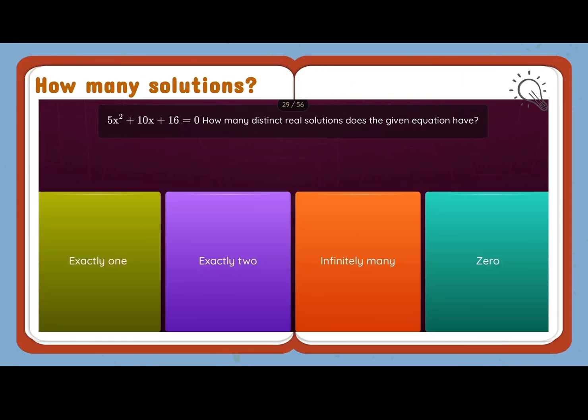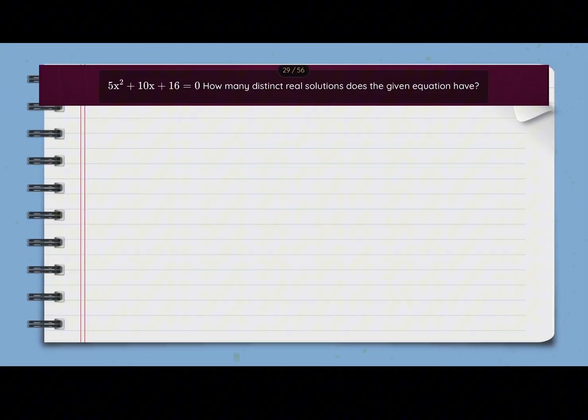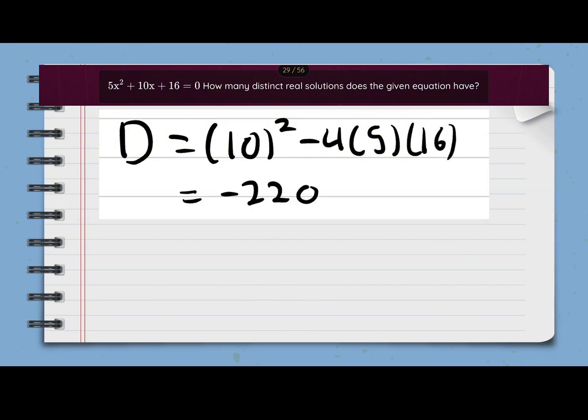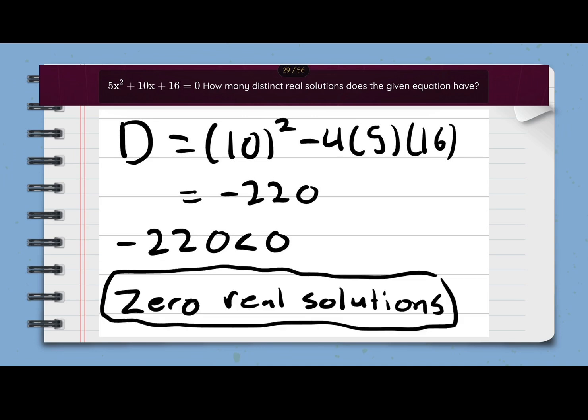Okay, how many distinct real solutions does this equation have? I'm sure you can guess by now, but again, this is discriminant, and we can tell based on if it's negative, positive, or equaling 0. This time, it will just be negative, and that just means we have 0 real solutions.